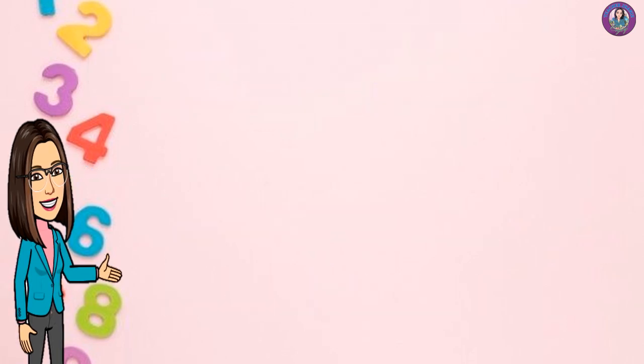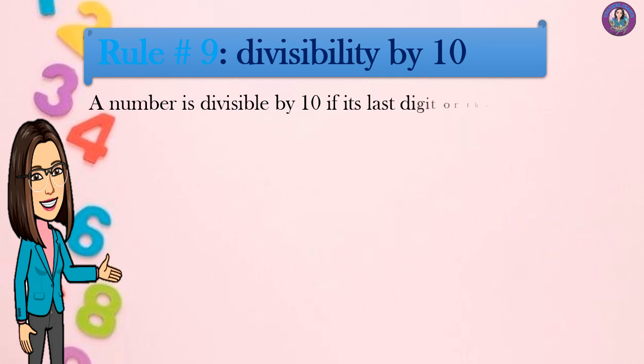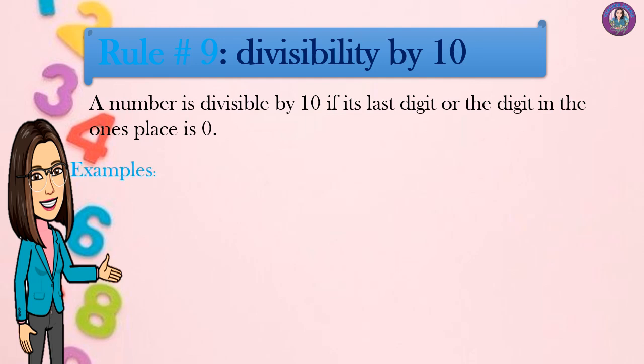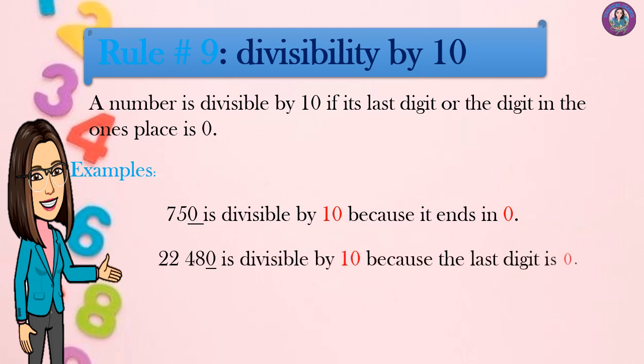Next. Rule number 9, divisibility by 10. A number is divisible by 10 if its last digit, or the digit in the ones place, is 0. Examples. 750 is divisible by 10 because it ends in 0. Another example. 22,480 is divisible by 10 because the last digit is 0.